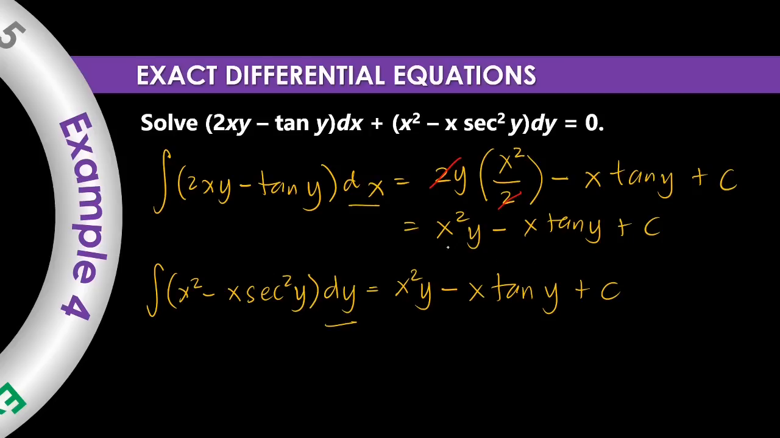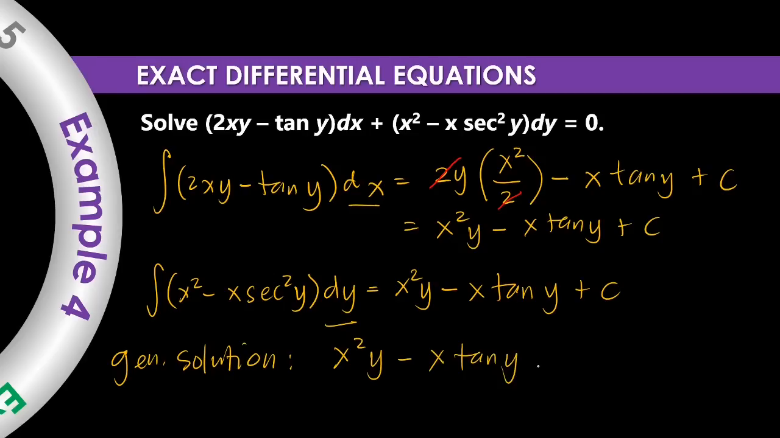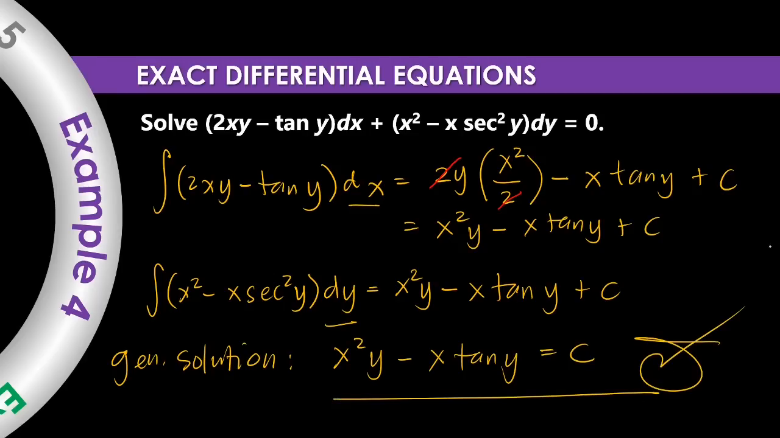So, wala kang term na purely in terms of x. Anyway, since exactly the same sila, madali lang yung general solution natin. Yung common term lahat kasi wala namang iba eh. So, the general solution is now x squared y minus x tangent y is equal to c. O, di ba? Andali lang.